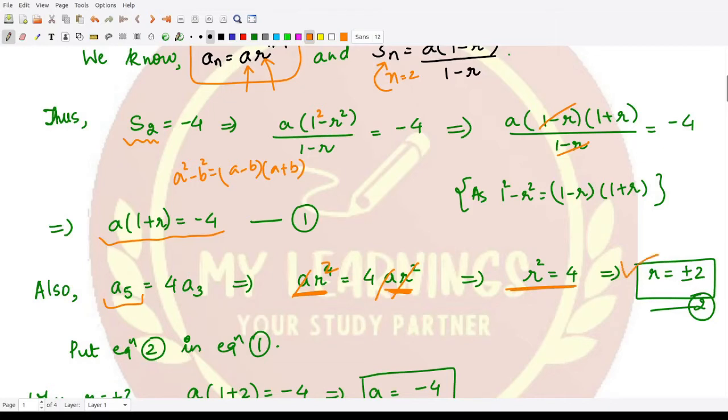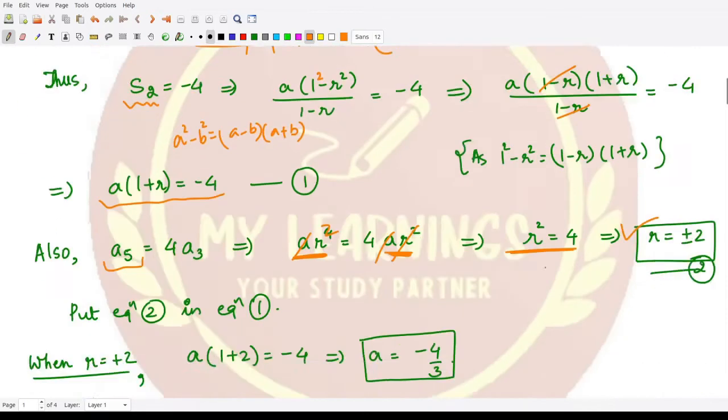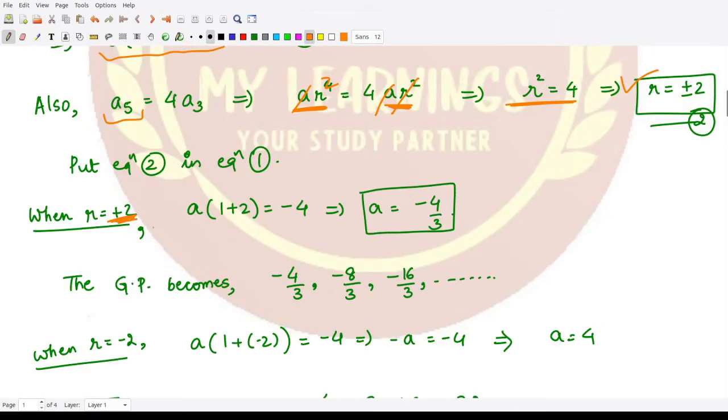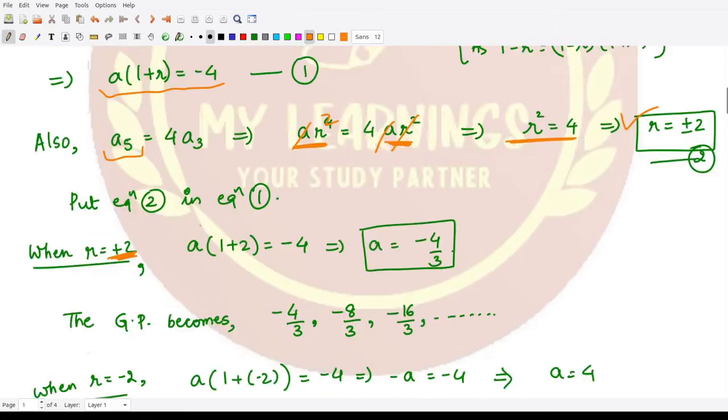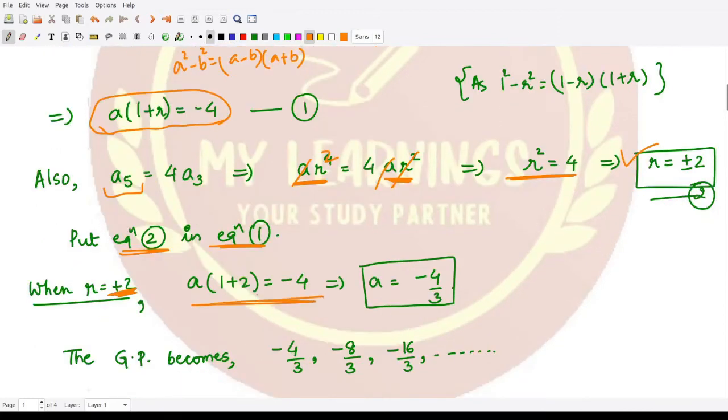Now we have obtained the value of r. What are we to find? We are to find the GP. In order to find the GP, we require two terms, that is the first term and the common ratio. Now the common ratio is obtained, so let's determine the first term. When the common ratio is plus 2, what is the value of a? We can obtain the value of a by putting the value of r, equation 2, in equation number 1. So we have a into 1 plus 2 is equal to minus 4. Solving this gives us the value of a as minus 4 upon 3.